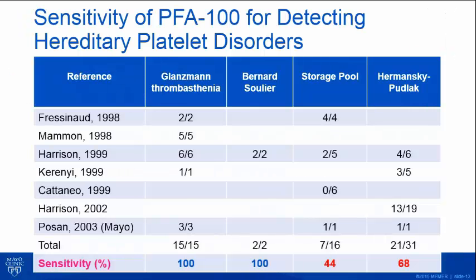This table shows you the sensitivity of PFA-100. It's pretty sensitive for detection of Glanzmann's and Bernard-Soulier. However, its sensitivity for storage disorder is not as good. And also, its sensitivity for mild von Willebrand disease is not 100%.